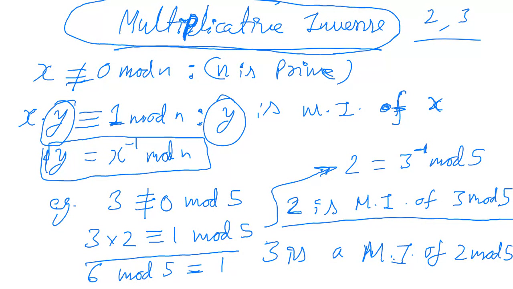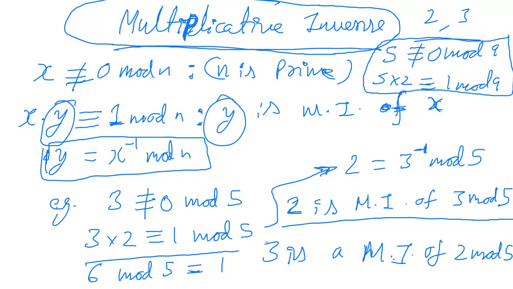Another example could be 5 is not congruent to 0 mod 9, or we can say that 5 into 2 is congruent to 1 mod 9. So this could be another example you can explain in case of multiplicative inverse. Let's take some example.